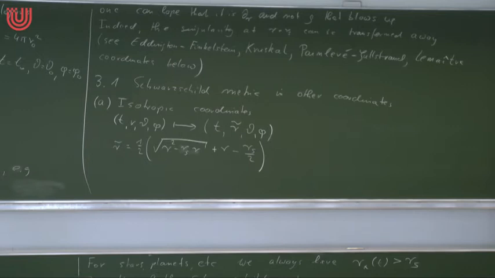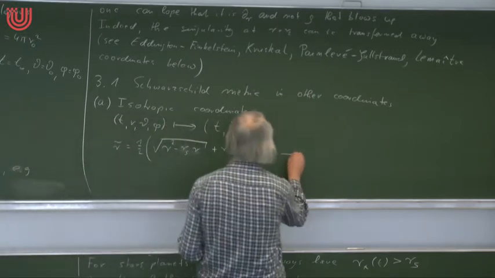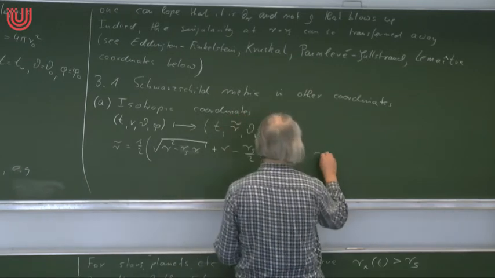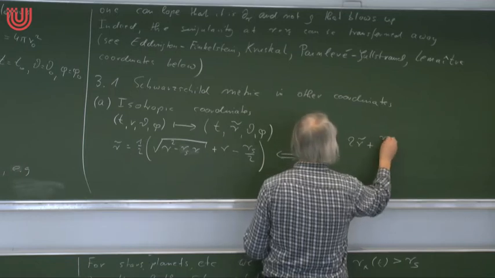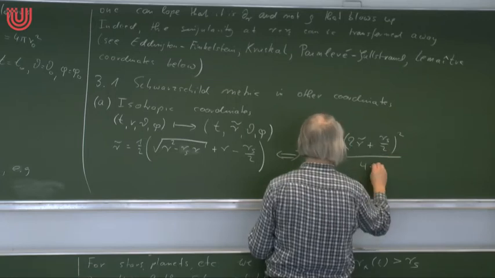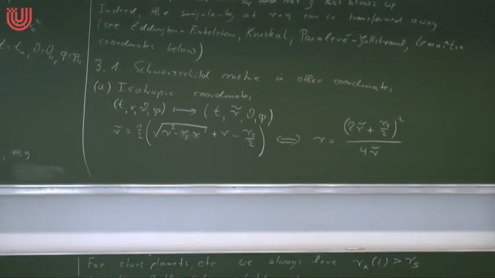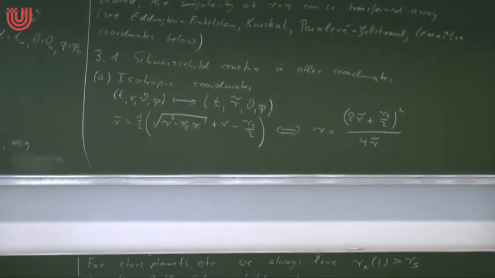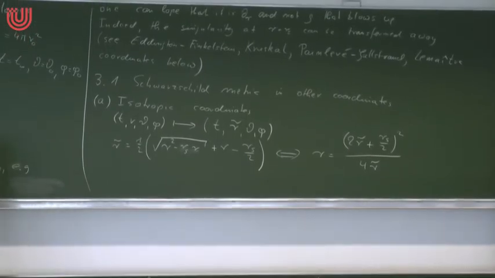So you see, the new r is just a function of the old r. The other three coordinates are not involved. And if you juggle this a little bit around, then you can solve it for r. So the equivalent version solved for r is r equals (2r tilde plus rs half) squared over 4r tilde. And now we can calculate the metric in these new coordinates. Let me see. I have 6 minutes. I think I can just manage doing this in these 6 minutes.